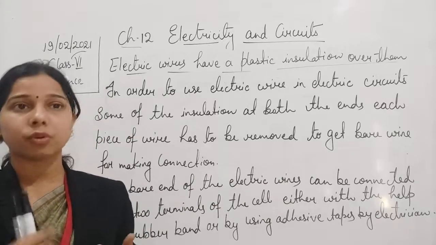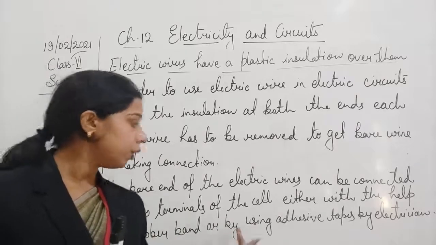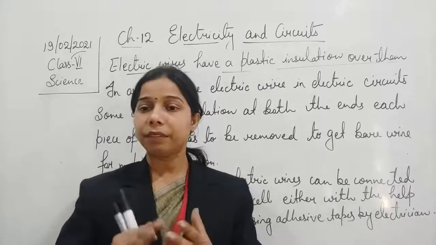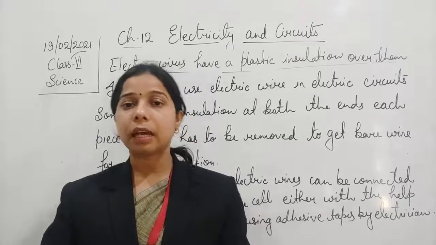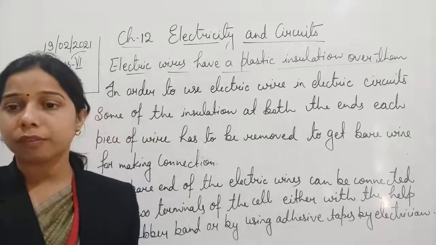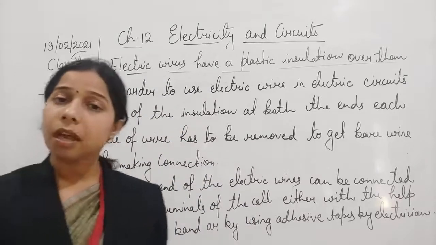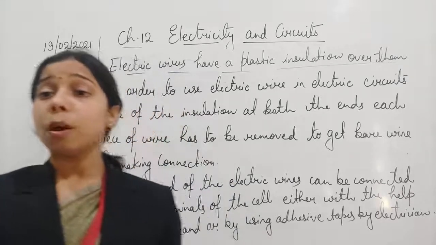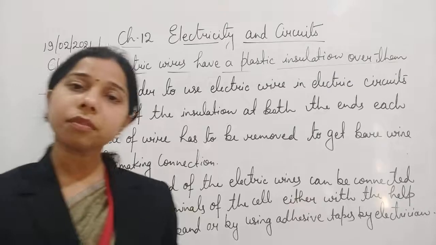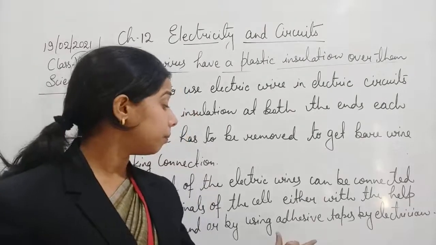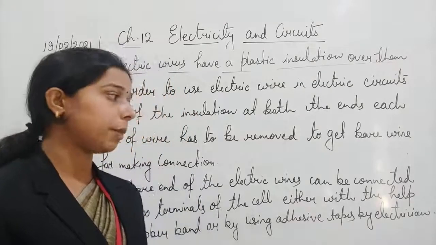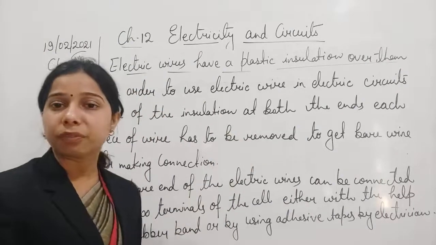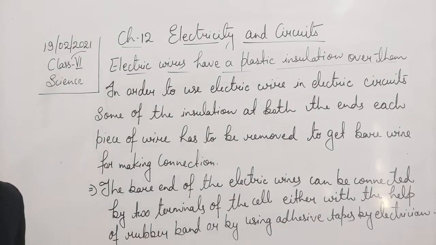So if we want to protect ourselves, we will use either a rubber band or adhesive tapes. And we have seen that the electric wires are connected to the two terminals of the torch by using adhesive tapes only. Okay, so this is how we are able to connect two terminals to each other, and the insulation helps in protecting from electric shock.